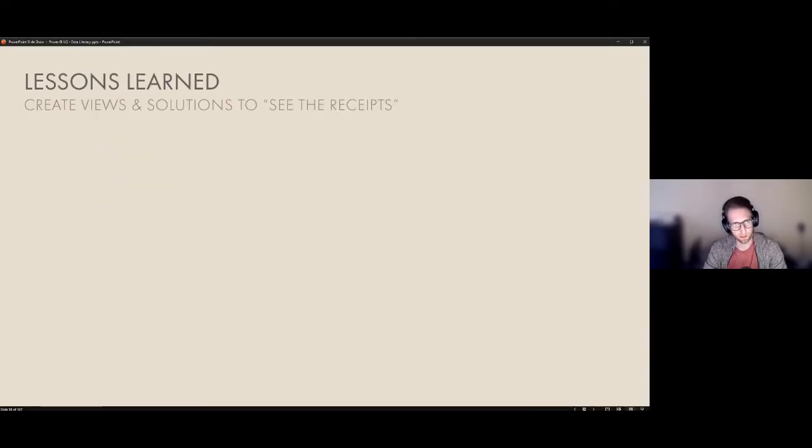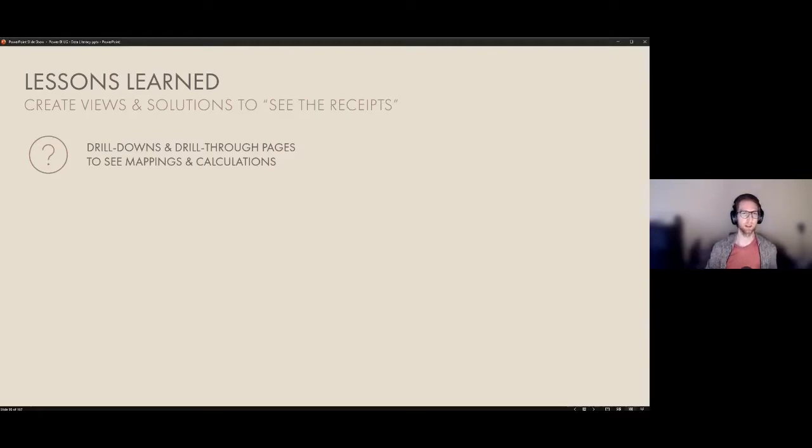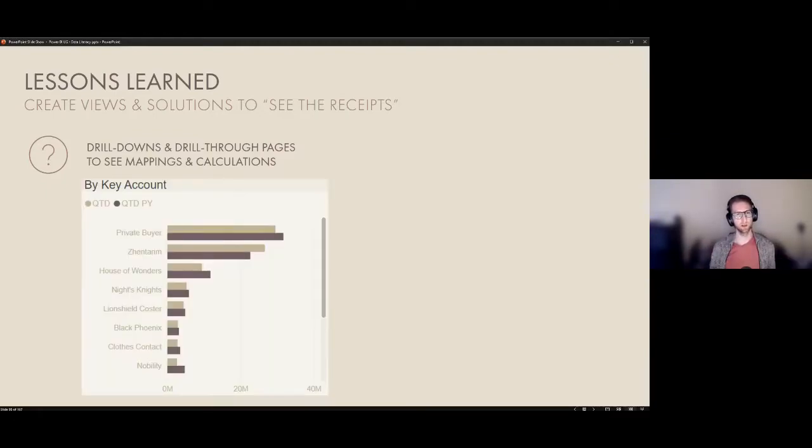Well, one thing we can do is to try to create views and solutions to allow people to see the receipts, to dive into not only details from an analytical point of view, but also just from a descriptive point of view. Drill downs and drill through pages to see mappings and calculations so that they can see the receipts of the data that we're putting together in our report. For example, if we're showing our key account figures, he can right-click and drill through to see all the customers, all the customer mappings that are behind this key account grouping.